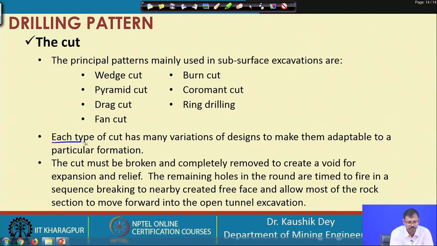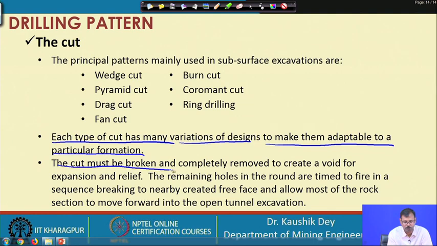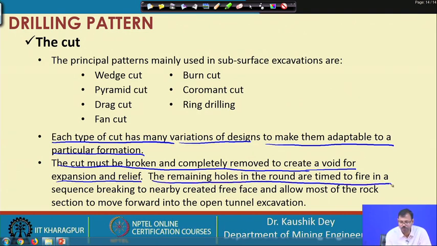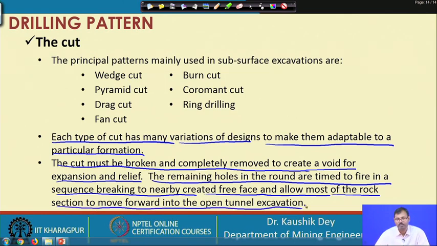Each type of cut has many variations of design to make them adaptable to a particular formation. The cut must be broken and completely removed to create a void for expansion and relief prior to the blasting of the stopping holes. So, the cut must be blasted with a prior delay than the stopping holes. The remaining holes in the round are timed to fire in sequence, breaking to the nearby created free face and allowing most of the section to move forward into the open tunnel or drift sections.